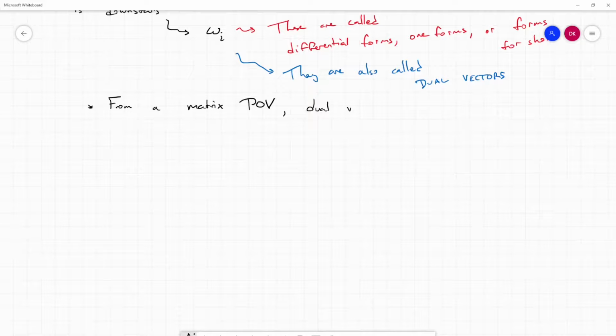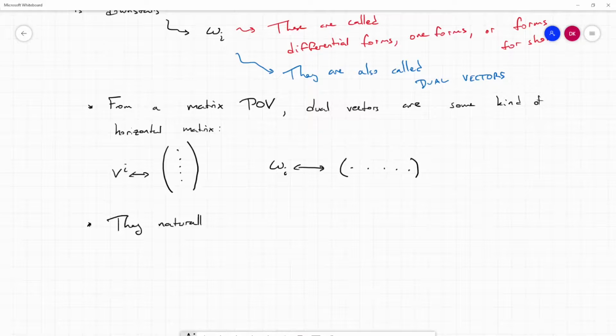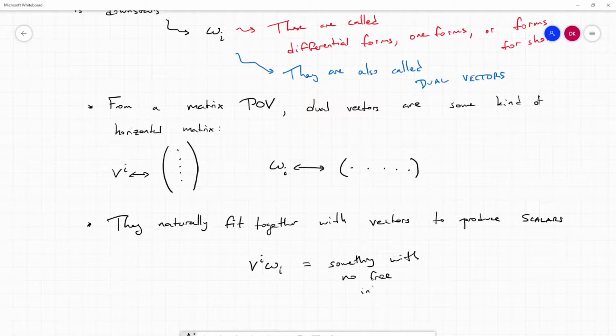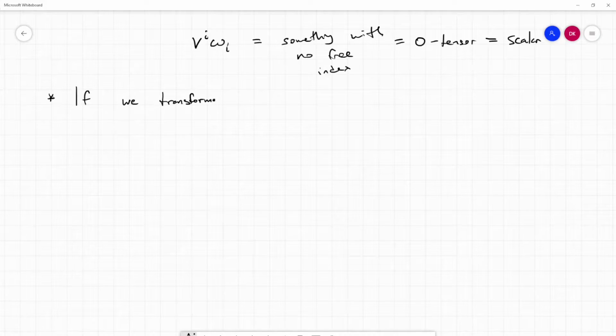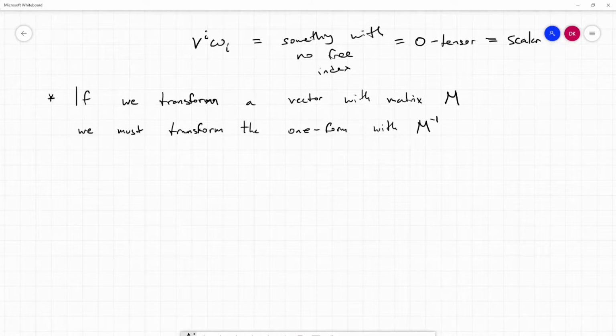From a matrix perspective, dual vectors are some kind of horizontal matrix of elements. They naturally fit together with vectors to produce scalars. So if you put the upstairs index of a vector together with the downstairs index of a dual vector, you get something with no free index, and so you get a zero tensor, which can also be called a scalar. If we want scalars to be truly scalars under transformations, then if we transform a vector with a matrix M, we have to transform the one form with an M inverse so that the scalar remains invariant.